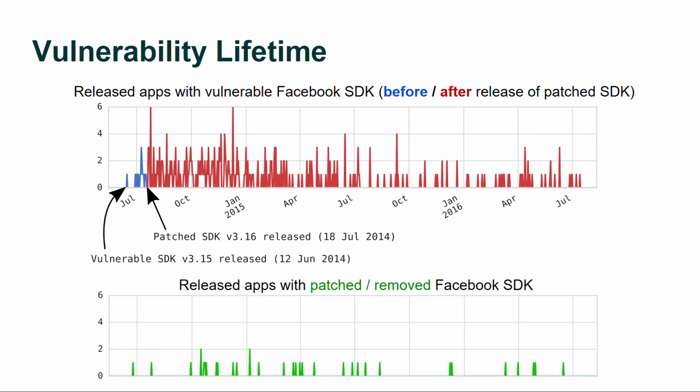Now, when looking at the fixing rate, you can only see a very small number that actually fixes this problem, either by updating to a non-vulnerable version or by removing the SDK completely, which in that case is also a valid fix. And this reinforces our assumption that although application code is properly maintained, the included libraries are not, even in the presence of a severe security vulnerability.